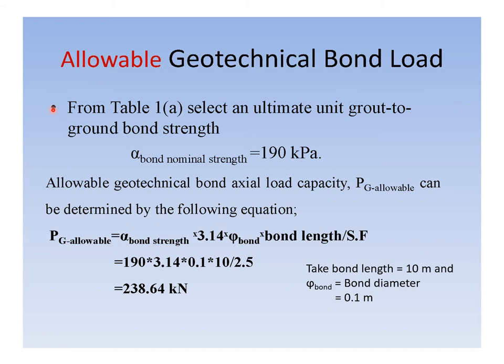Allowable geotechnical bond load. From table 1A that I have already shown, select an ultimate unit grout to ground bond strength, and that is alpha sub bond nominal strength, that is 190 kPa. Allowable geotechnical bond axial load capacity, that is P sub G allowable, can be determined by the following equation. So just plug in the values and you are getting the answer 238.64 kilonewton. So here the bond length is equal to 10 meter, and the bond diameter is 0.1 meter.